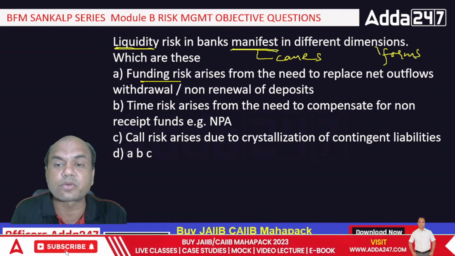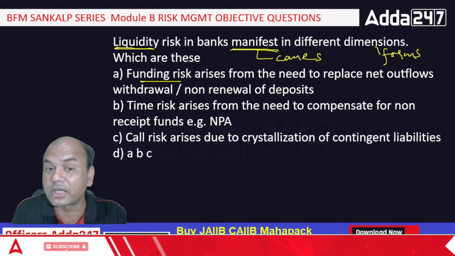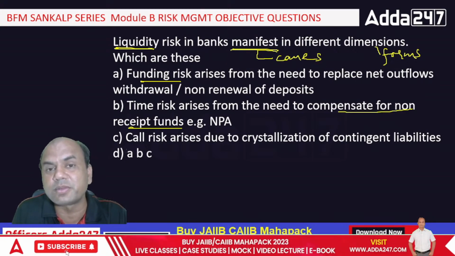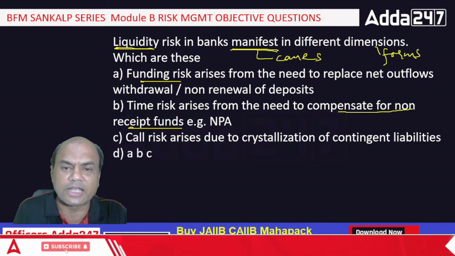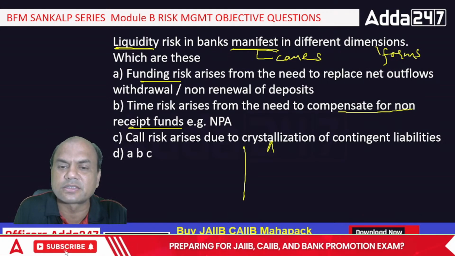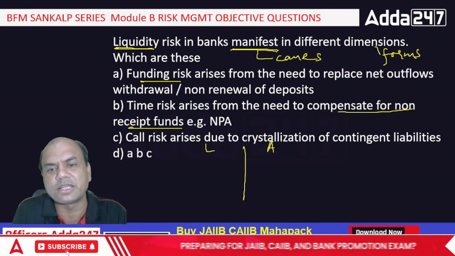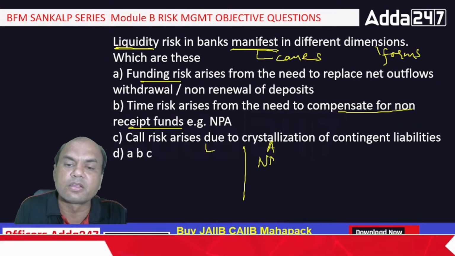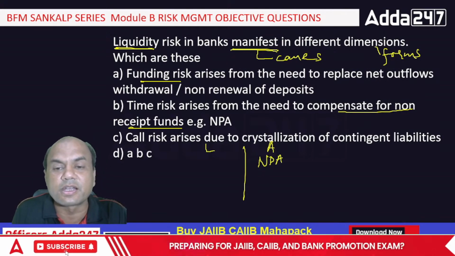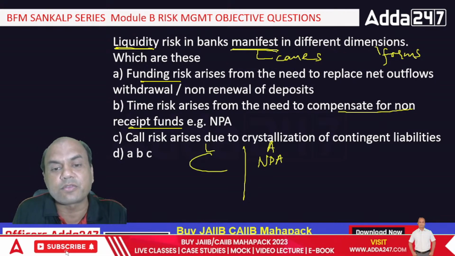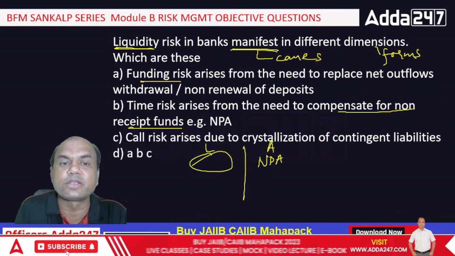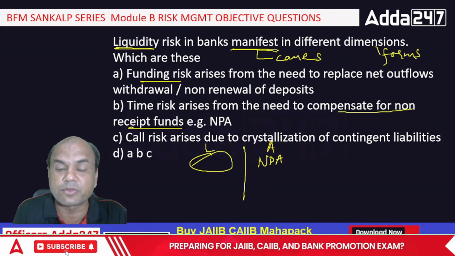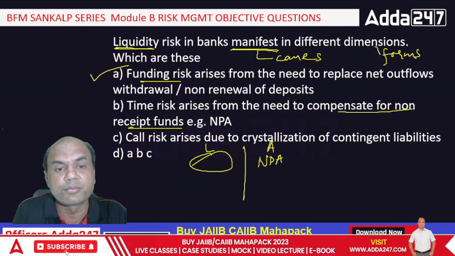Time risk arises from the need to compensate for non-receipt of funds. So that is also a point. Compensating for non-receipt of funds means, if my loans become NPA, then what happens here? The same logic goes everywhere, assets and liabilities in any bank. A bank's balance sheet is of assets and liabilities. So if my assets become NPA, loans become NPA, this interest will not be received, but I have to pay the interest. So here I'll face liquidity risk. So time risk from the need to compensate for non-receipt of funds, that is also true. So A is true, B is true.